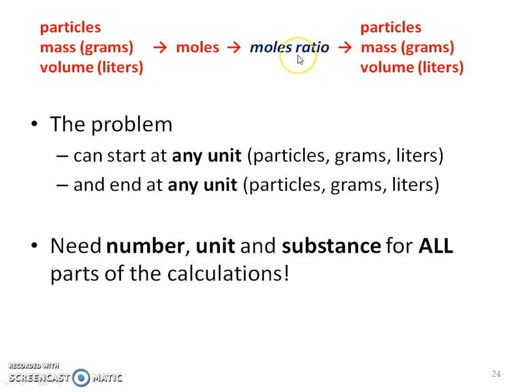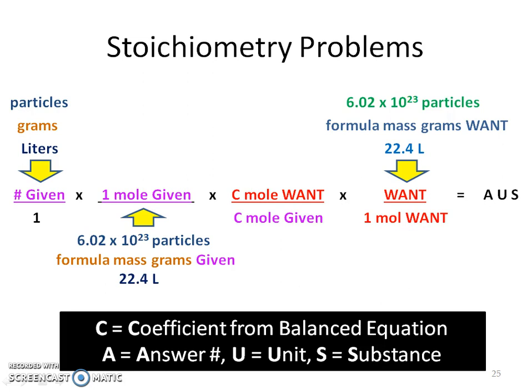You're going to use that mole ratio from the chemical equation to get from substance A to substance B, substance of what you have to substance of what you want, and then back to any of those units. So you can start out with any unit, end with any unit, and you're just going to use the mole coefficients in between. So just like he did, you need a number, a unit, and the substance for all parts of those calculations. This way you can really keep track of what's going on. So again, just another visual to get you to understand how the setup looks. At least this is what I always do.